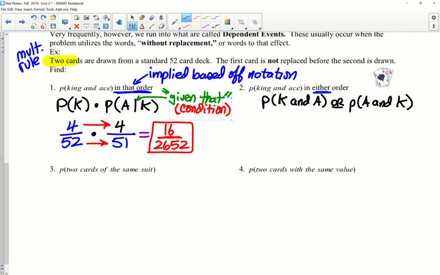You got good news and ever so slightly less than good news. But there's no bad news. All right, the good news is we've already figured out the first part. We did that in number 1. All right, I'm just going to write it a little quicker, but I'm essentially going to write the same stuff. Probability of a king times the probability of getting an ace given that you already had a king. All right, which ended up being 16 over 2652.